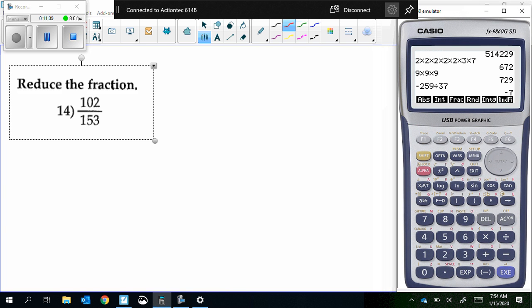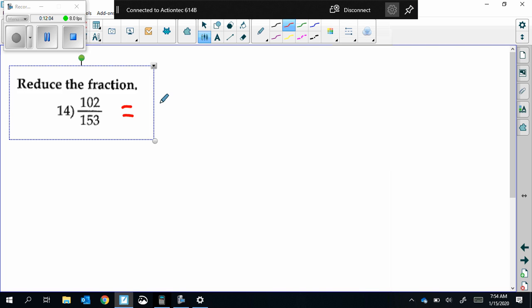Reduce the fraction. Also easy using the calculator. You can just type it in as a fraction. 102. Here's your fraction button. The A, B, C button, that's fractions. 153 is your denominator. And it will automatically reduce it to 2/3. Alternatively, you just divide by the greatest common divisor, or just keep dividing whatever goes into it. 102 and 153, they can both be divided by 3, so you'd start with that, and then divide over and over and over again.